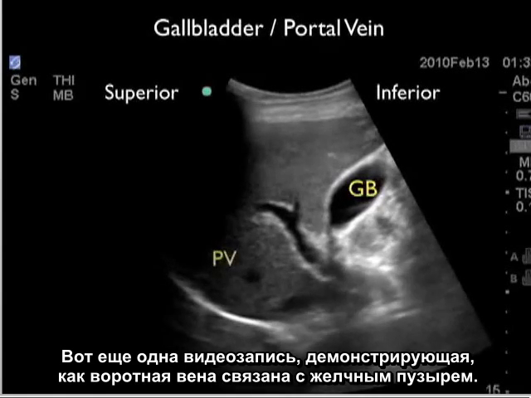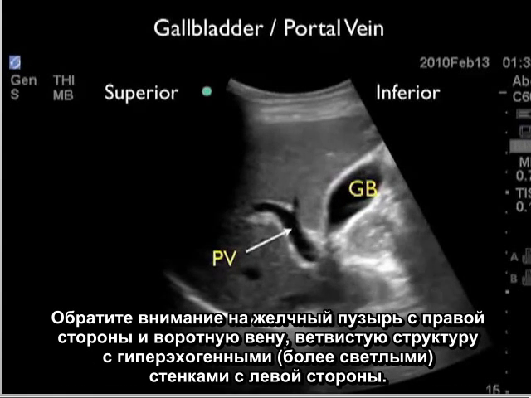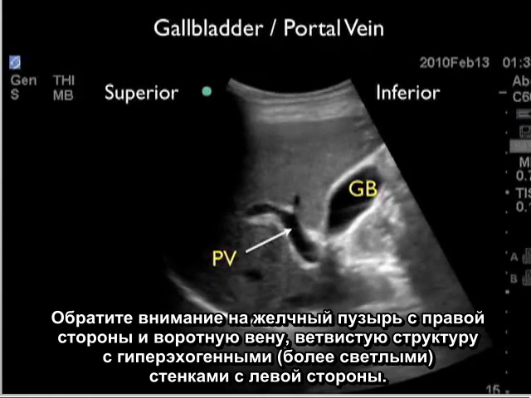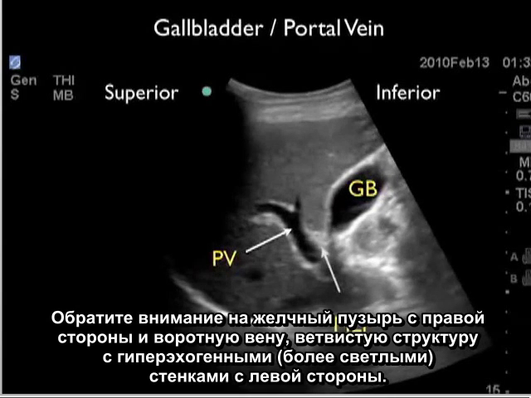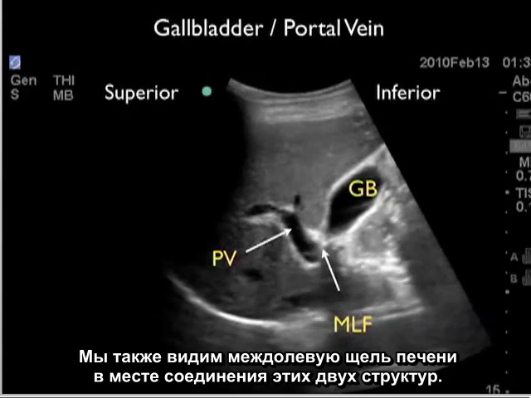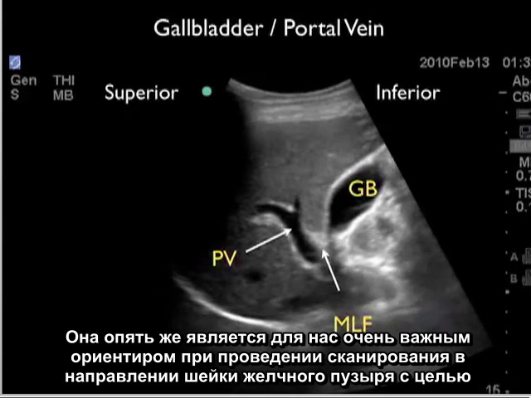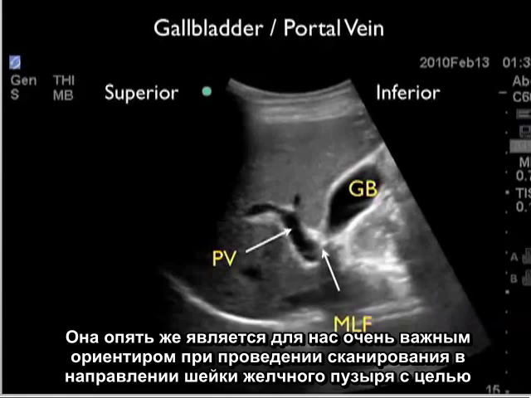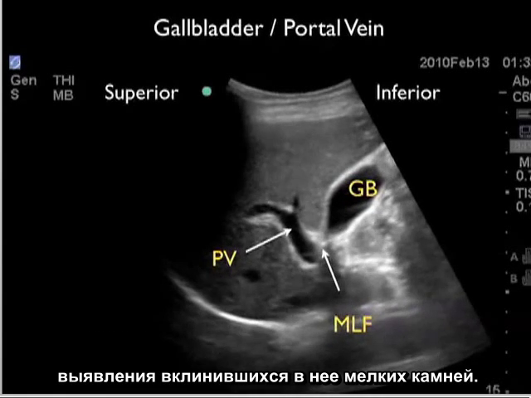Here's another video clip in which we can see the relation of the portal vein to the gallbladder in explicit detail. Notice the gallbladder to the right, the portal vein, the branching structure with hyperechoic or whiter walls towards the left, and we can see the area of the MLF, the median lobar fissure, connecting the two structures. And again, this is a very important landmark for walking your way up to the neck of the gallbladder to look for any small stones impacted at the neck.